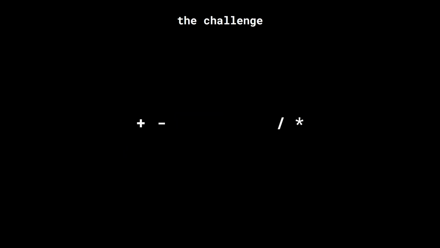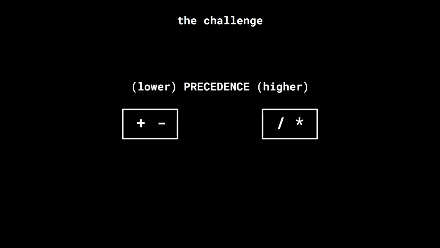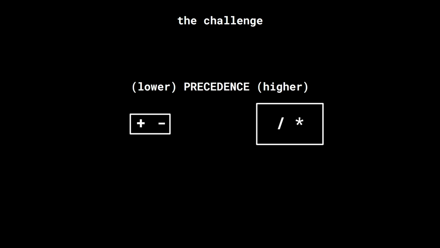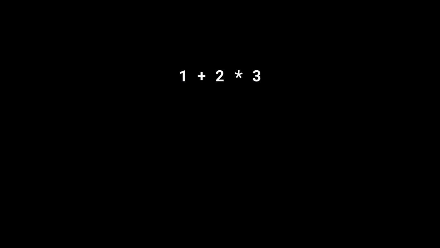The challenge here is that we have two sets of operators with different precedence or priority, and we need to use operators with the greatest precedence first. When we have two operators with the same precedence level, then we evaluate from left to right. So for example, given 1 plus 2 times 3, we need to evaluate 2 times 3 first, then evaluate 1 plus 6.